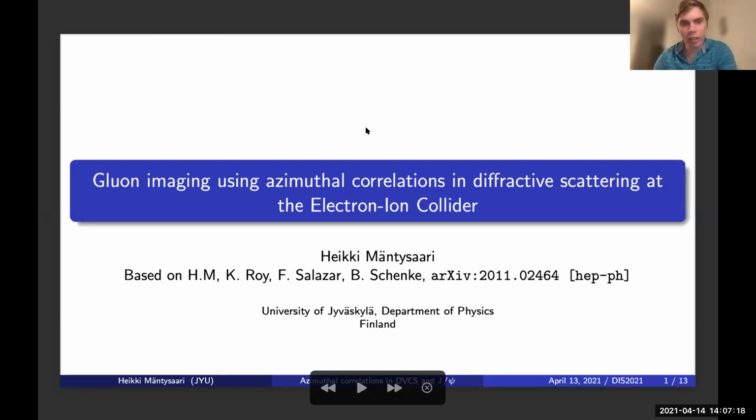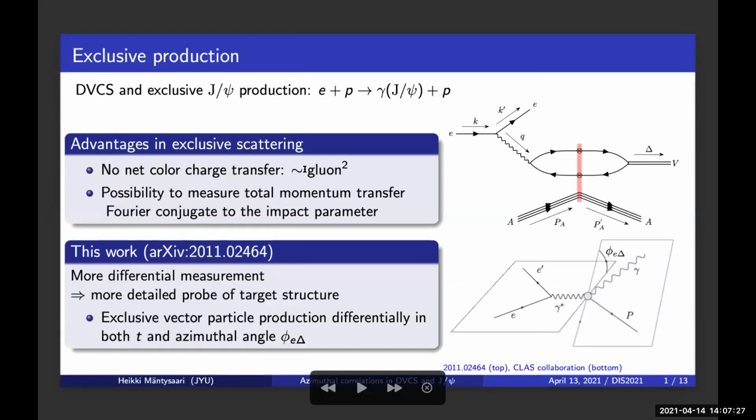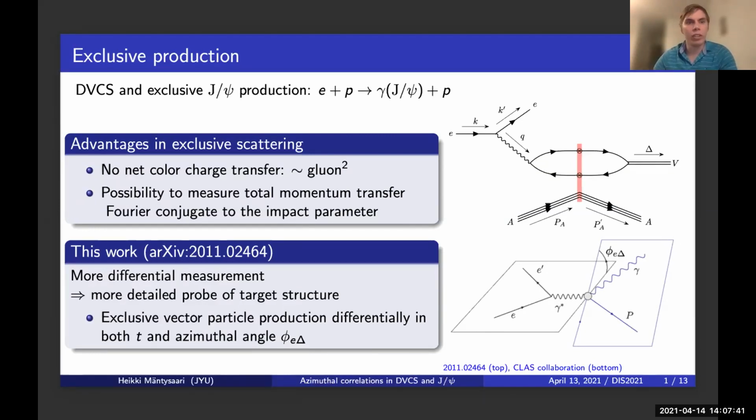Okay, thanks for this opportunity to discuss recent work I have been doing with Kosik, Farid, and Björn. We want to study exclusive J/psi or photon production, so ep going to photon or J/psi and proton. Of course, you all know what an exclusive process is. First of all, there is no net color transfer from the target to the produced vector particle. So very roughly, the cross-section is like the gluon density squared. So this is a highly sensitive process.